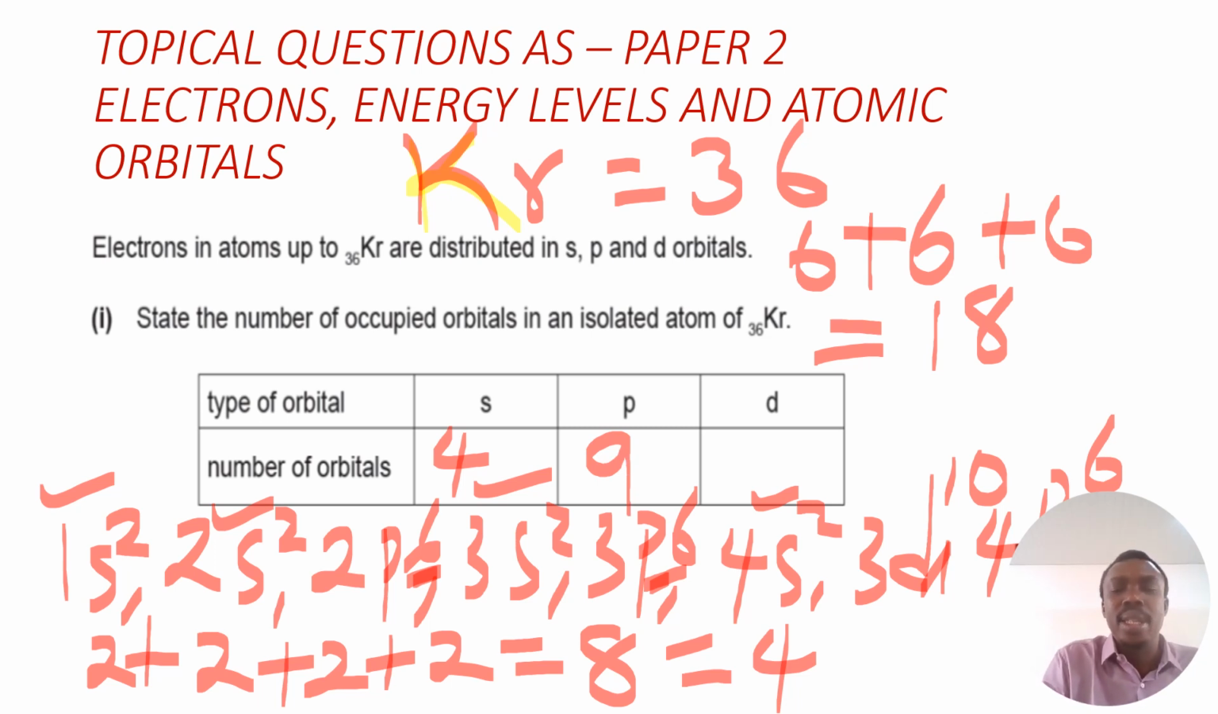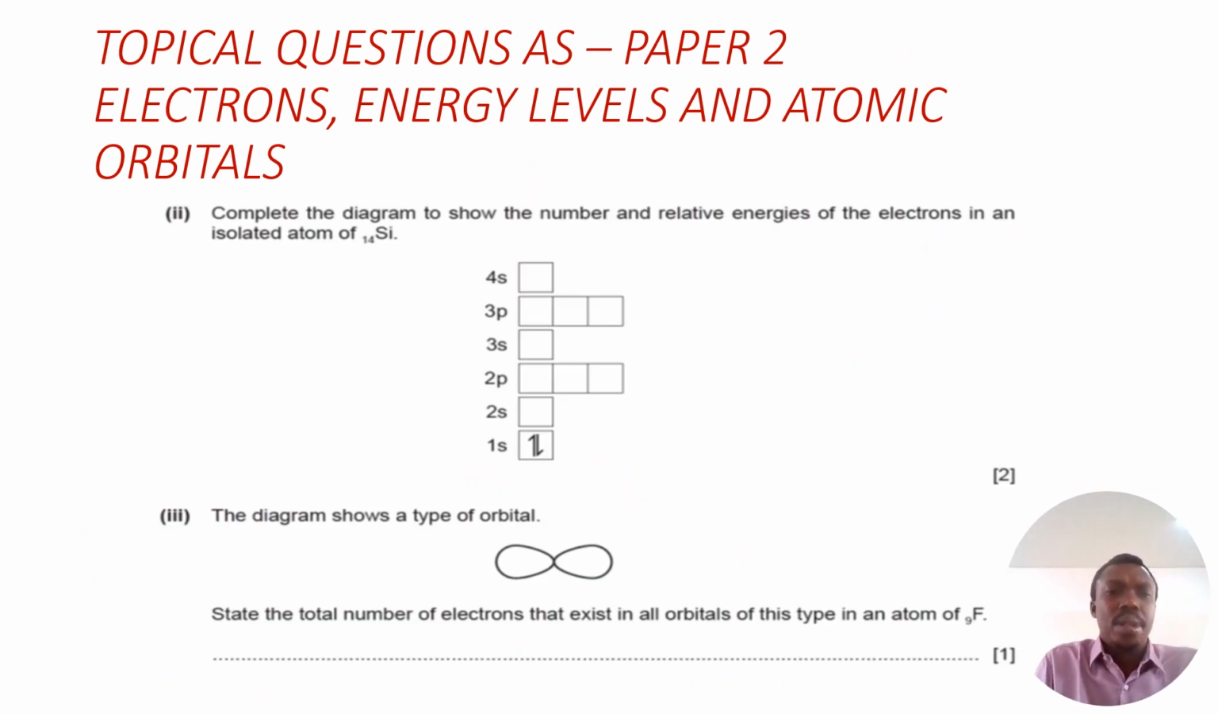Now let's go to the d subshell. The d subshell has 10 electrons. So if 2 electrons take 1 orbital, 10 electrons are going to take 5 orbitals. So the answer to the question is: s will take 4, p will take 9, and d will take 5. So it's as simple as A, B, C.